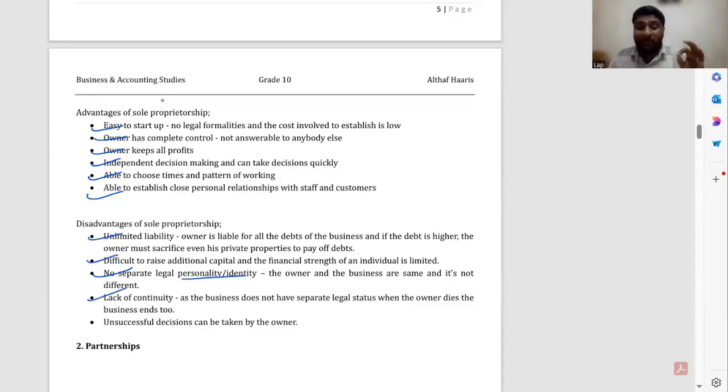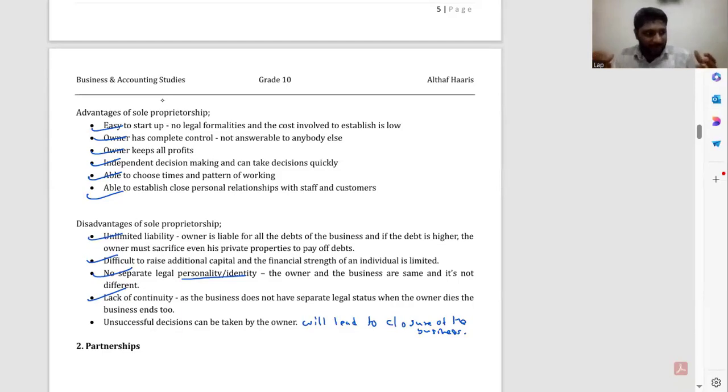Unsuccessful decisions taken by the owner will lead to closure of the business. If the owner takes a wrong decision, people, that's it, the business will be closed. But if there is a set of people, they can tell, Macha, don't do that. Then you will think, yeah, what he is telling is correct.